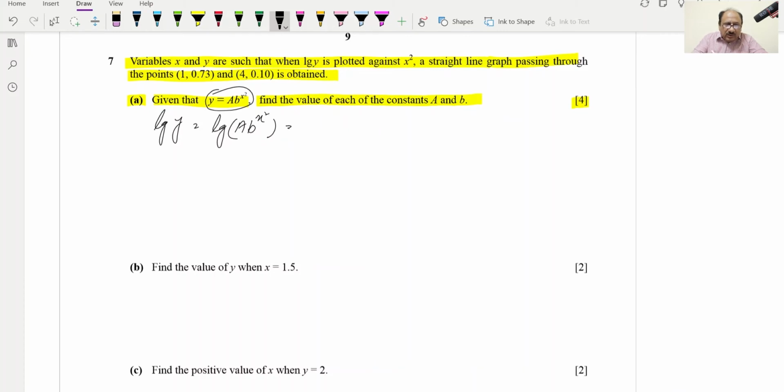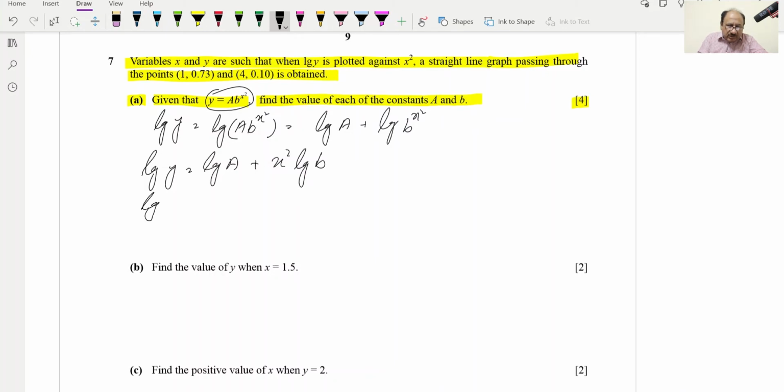And this one we can write separately, so it will be log of a plus log of b x squared. Further we can write log of y is equal to log of a, and the power can be written first, so plus x squared log of b. And further we can write it in y is equal to mx plus c format.